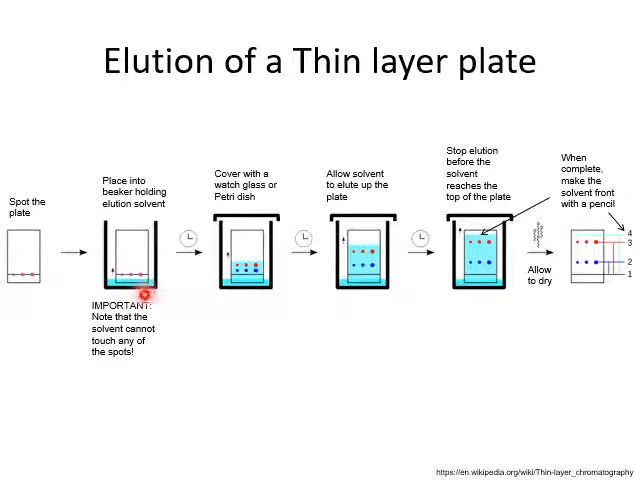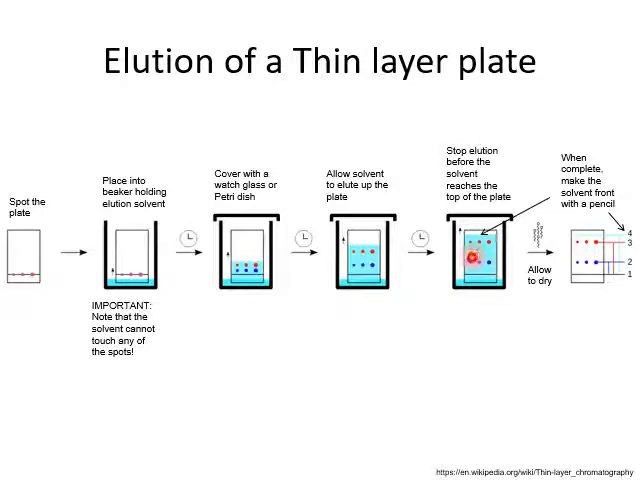And then right when you put it, you don't touch anything else except from the cover. If you start moving around the chamber, you might mess up the velocity that it's going, that is rising naturally. So in short, you should just let it do its thing without you interfering at all. So you allow solvent to elute up naturally, just by the forces of physics. And then you stop elution before the solvent reaches the top of the plate.